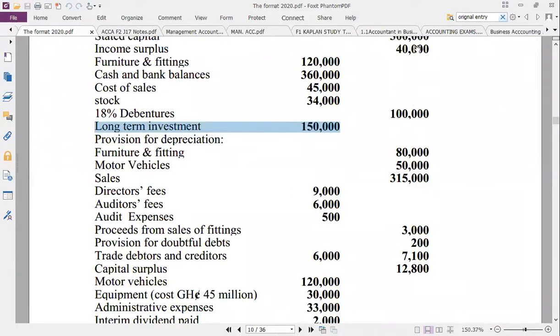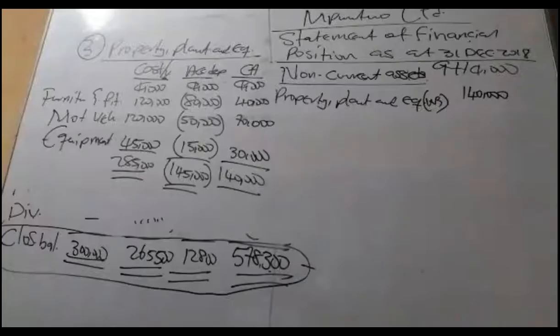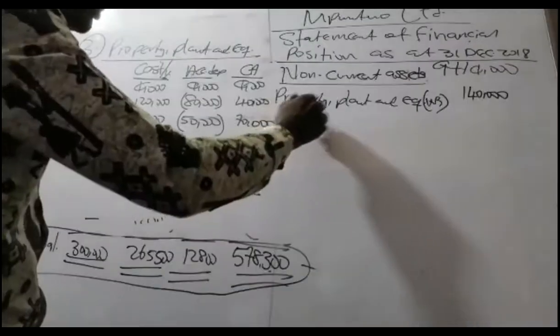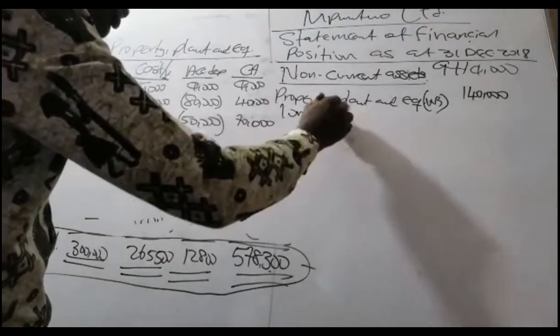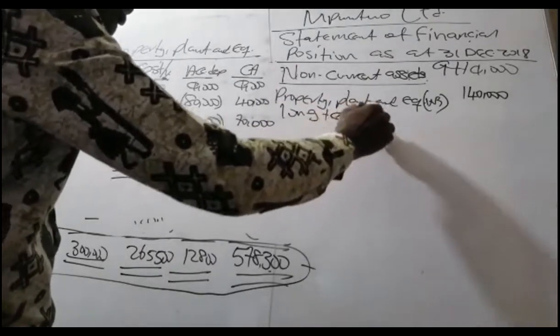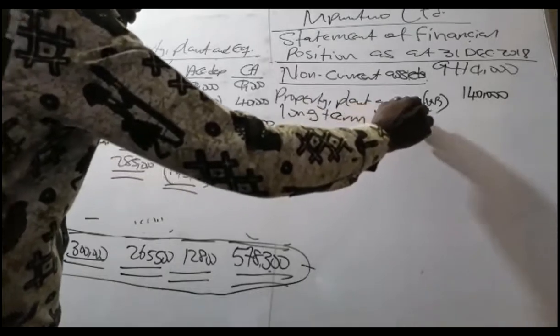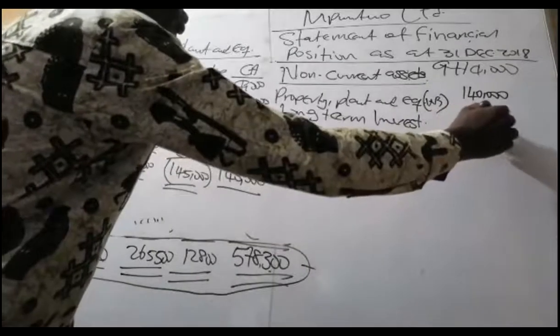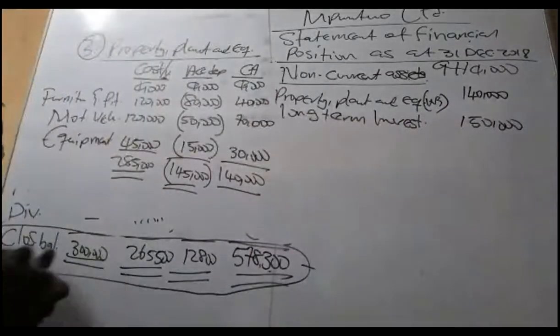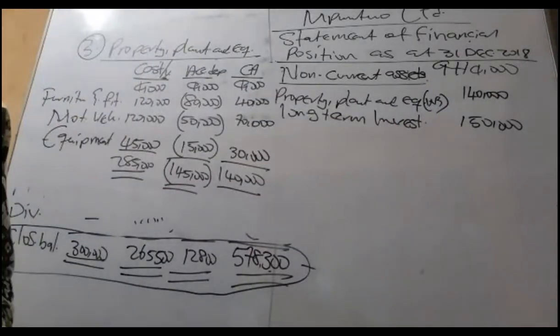So I'll send it there. Long-term investment, 150,000. Good. I'll put it there, 150,000. Long-term investment.